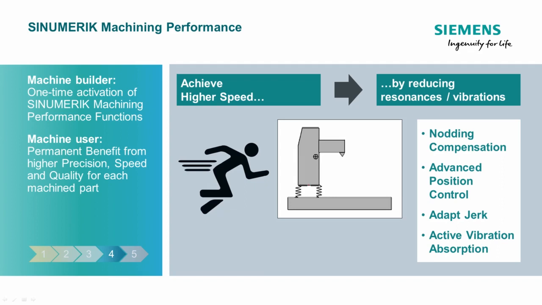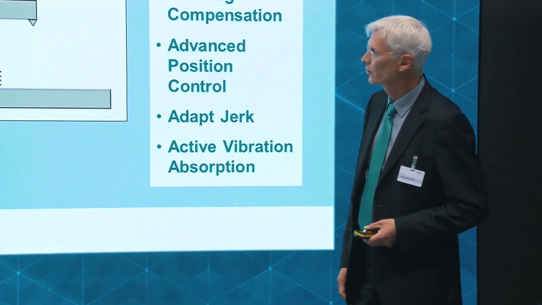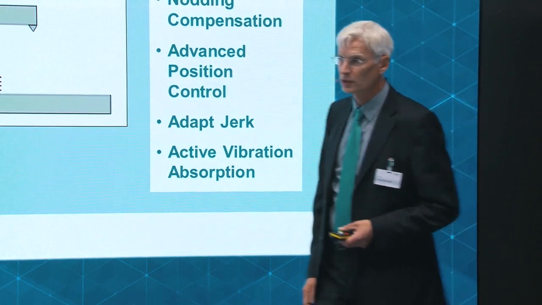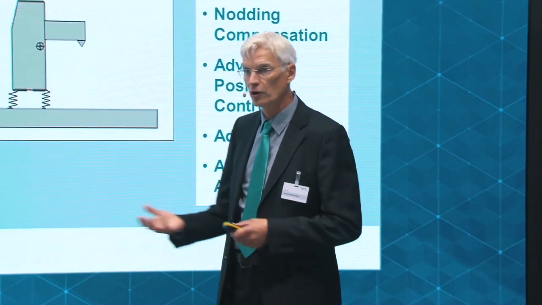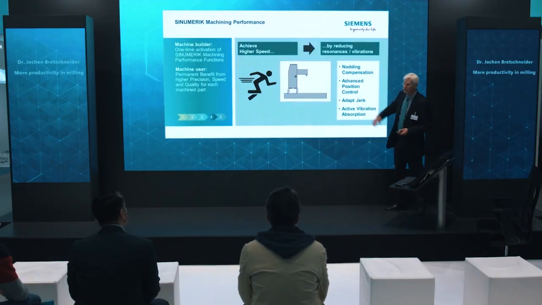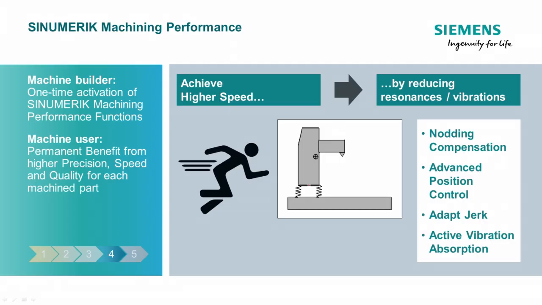It's also related to mechanical resonances in the machine, and we can handle such effects based on control algorithms. Here we have a so-called nodding compensation to get rid of cross-axis effects. We have advanced position control, which is a kind of state space control capable to suppress mechanical resonances in the machine in order to get higher jerk values, higher acceleration, and make the machine more productive.